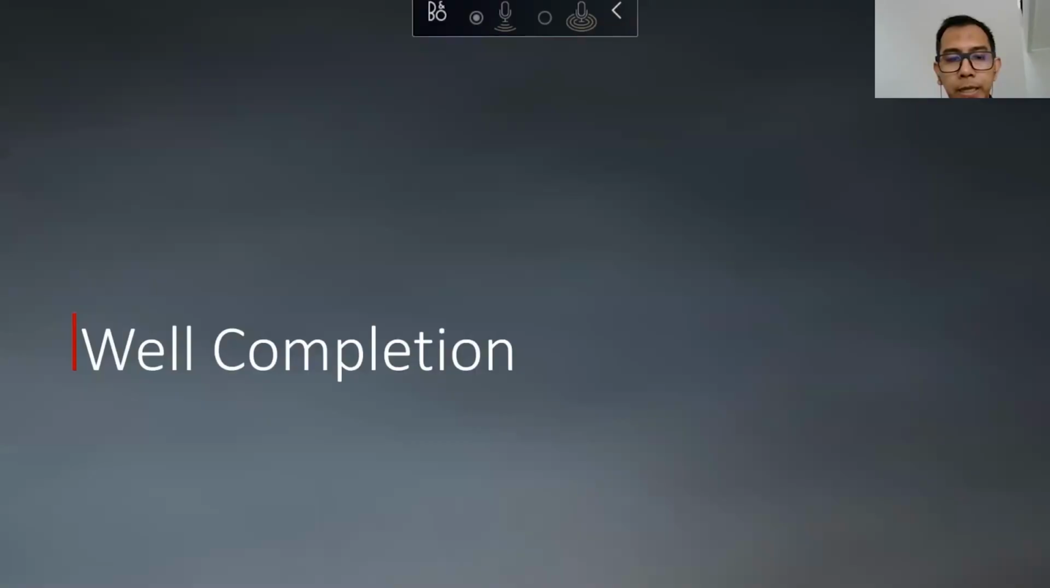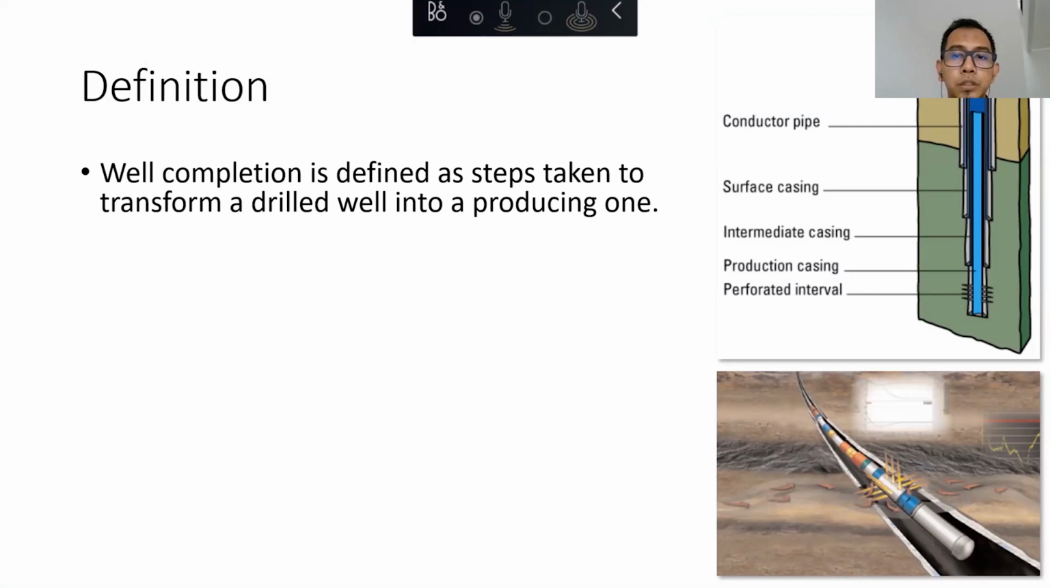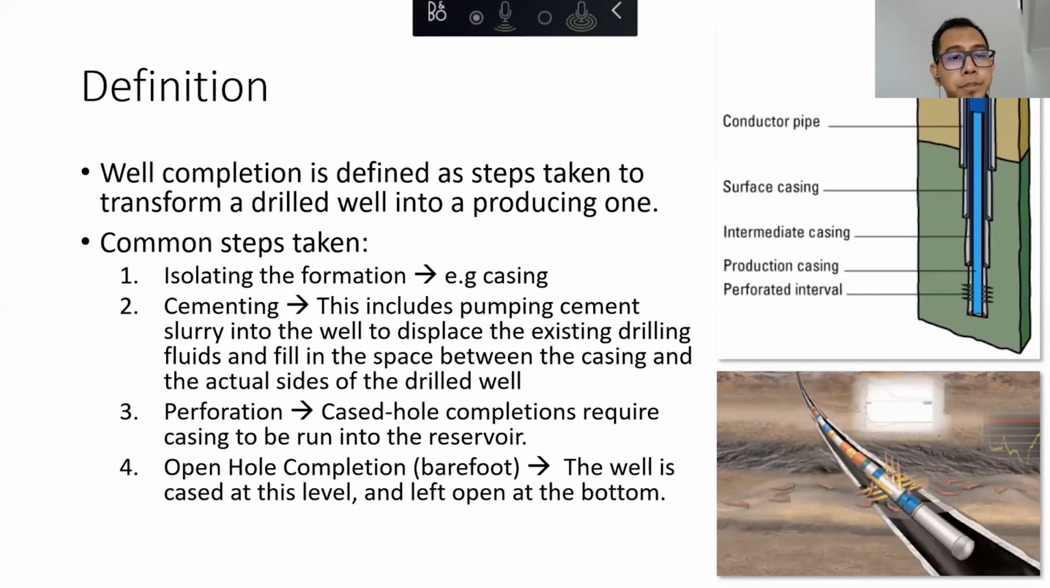And then the last chapter will be about well completion. Well completion is defined as the steps taken to transform a drilled well into a producing one, or you want to shut it off. Common steps taken: first is to isolate the formation by installing casing, and then perform cementation to seal the annulus from potential micro fractures or micro gas migration, and then perforation. Cased hole completions with cement behind it will require perforation to create holes and connect the wellbore to the formation, and we can start producing the hydrocarbon from there.